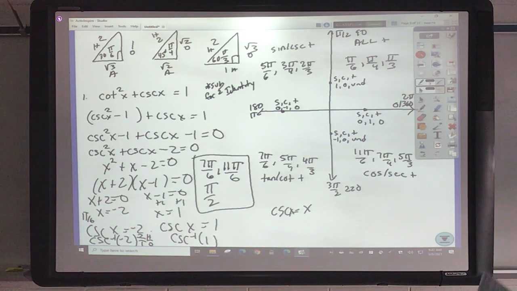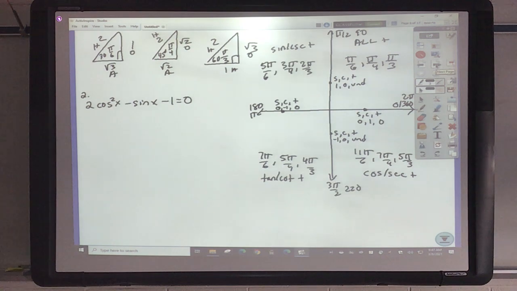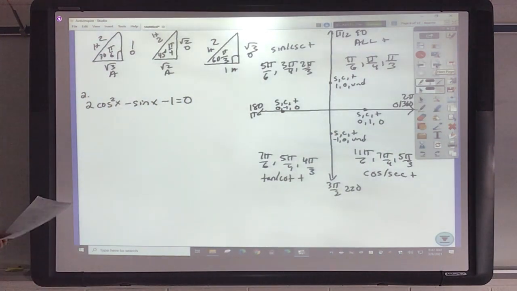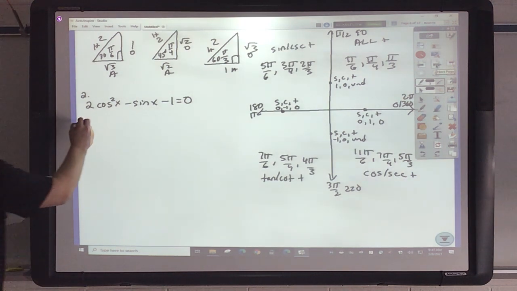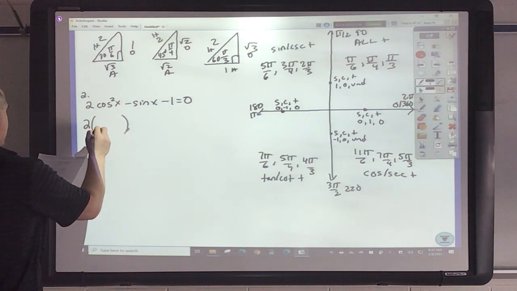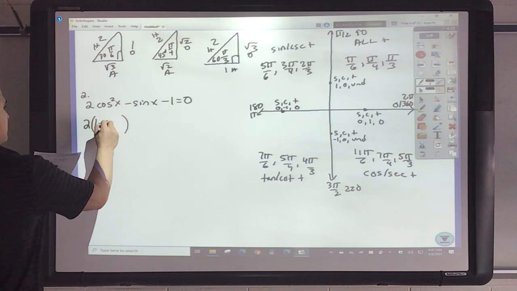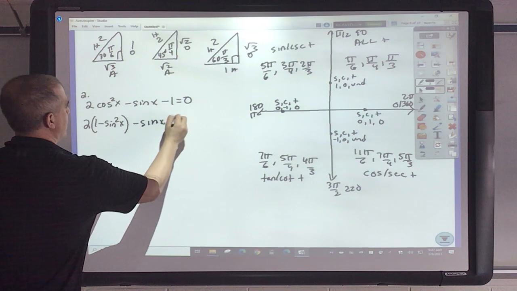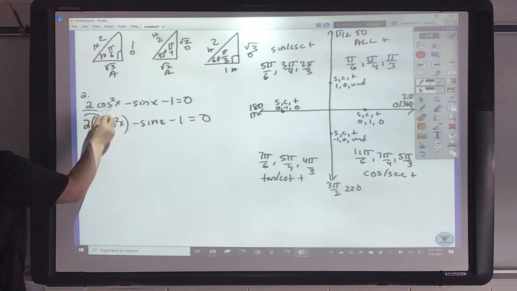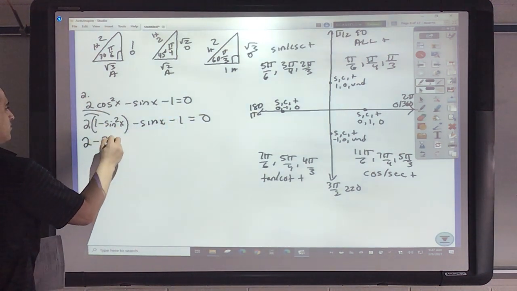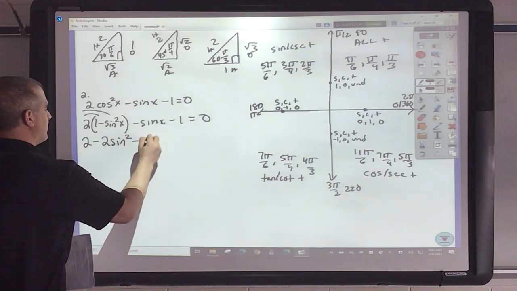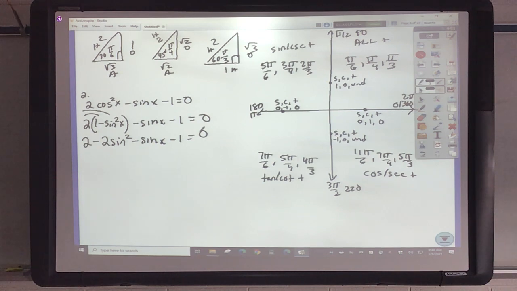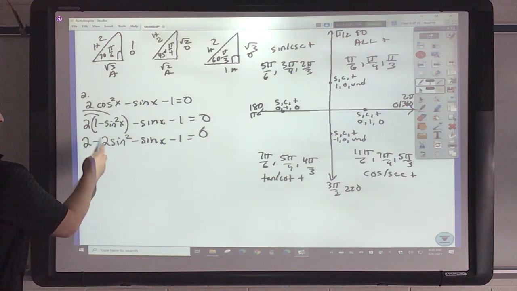All right, let's do another one together. What I want to do here is substitute for the cosine squared, which equals 1 minus sine squared. Now I have to substitute. I have 2 times 1 minus sine squared of x, minus sine x, minus 1 equals 0. So I'm going to distribute, so that's 2 minus 2 sine squared of x minus sine of x minus 1 equals 0. Now let me reorganize this.